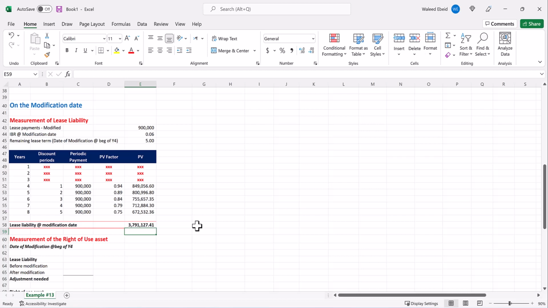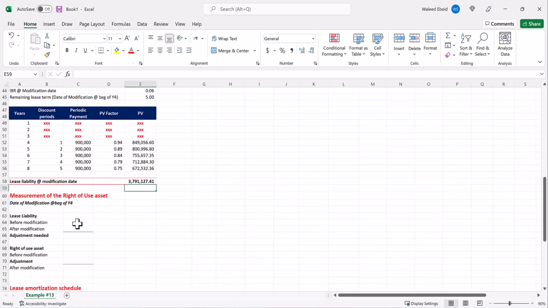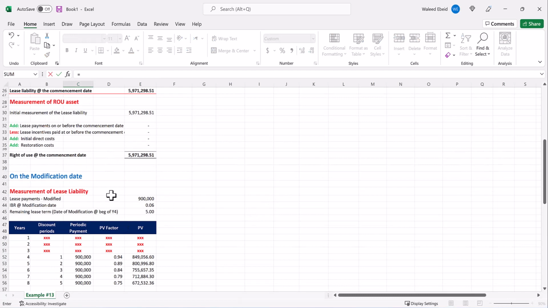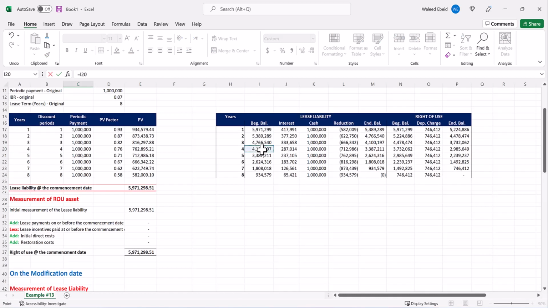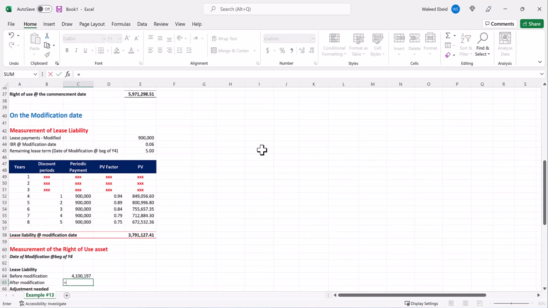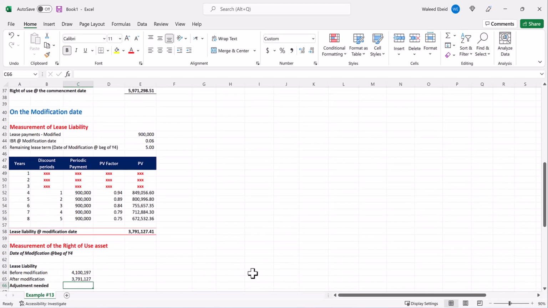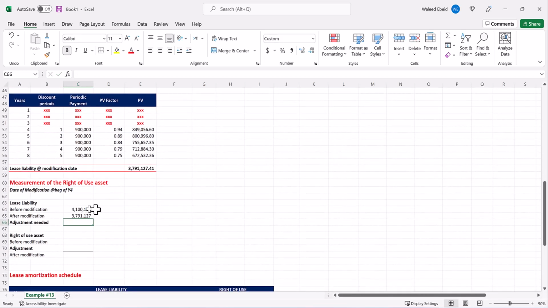Let us calculate the revised balance for the right-of-use asset. This is the lease liability balance just before modification at the end of year 3. And this is the revised balance that we just calculated here. And the difference is the adjustment that should be made at the end of year 3, to reduce the carrying amount of the lease liability to the revised balance.